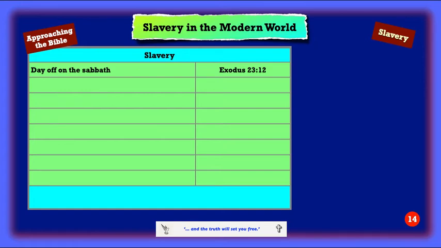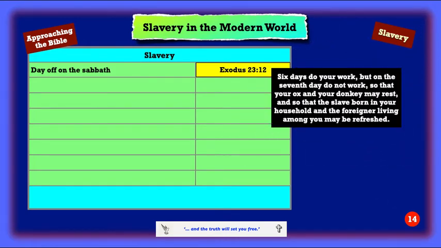Slaves are allowed days off on the Sabbath. Right back in Exodus. Notice, so that the slave born in your household and the foreigner living among you, who may be a slave or a servant, remember the word slave could mean servant, may be refreshed. No other law code or society had a provision like that.